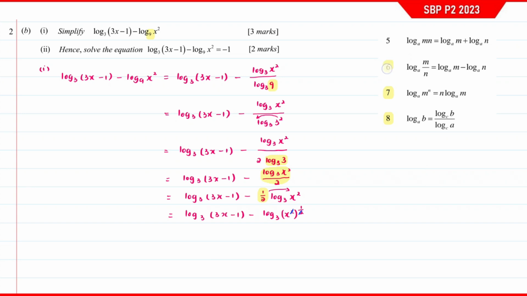So now using the division law, which is formula number 6, we can simplify this as log base 3 of 3x minus 1 over x.